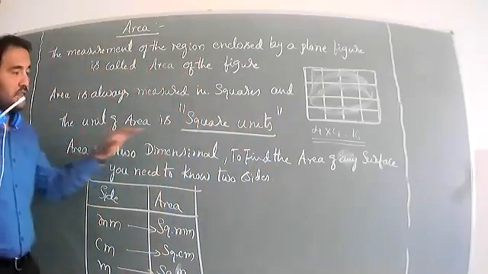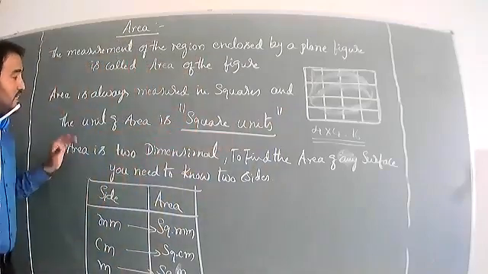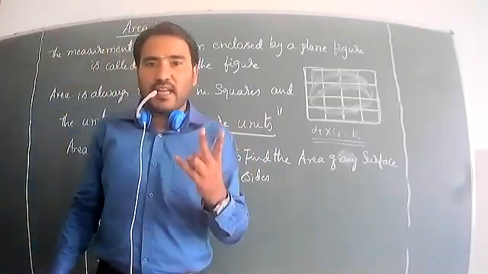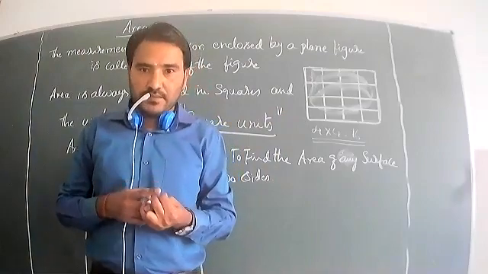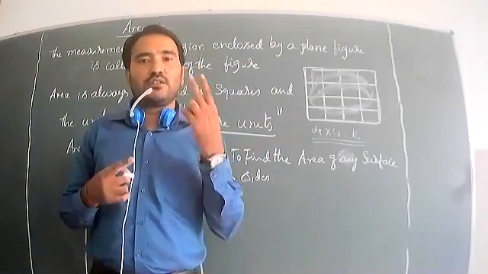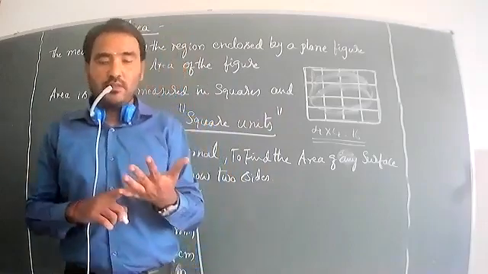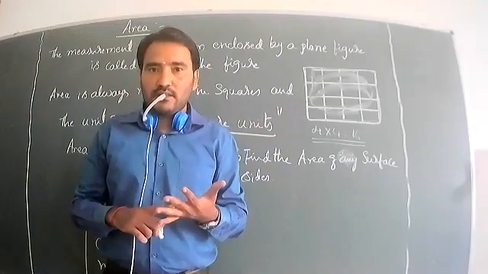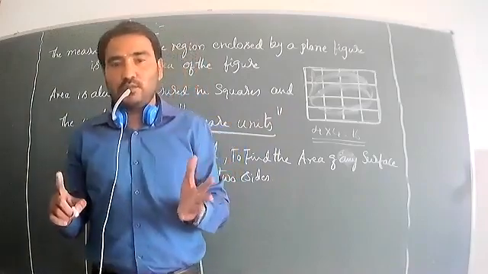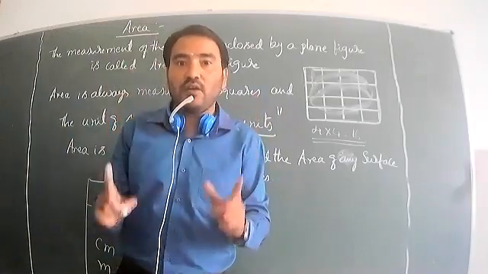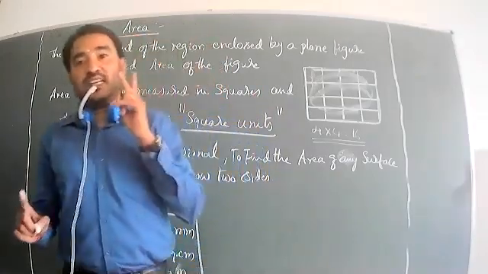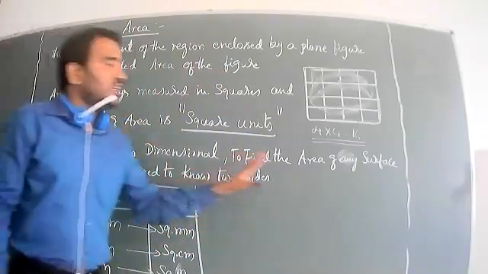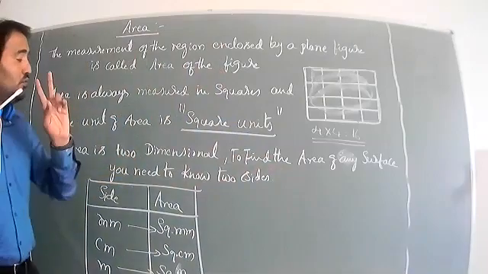Square units. Next, area is two-dimensional, so only two sides: length and breadth. We consider these two-dimensional figures. The 2D shapes are circle, oval, triangle, square. These are the two-dimensional figures. For these two-dimensional figures we can find the area. To find the area of any surface you need to know two sides.